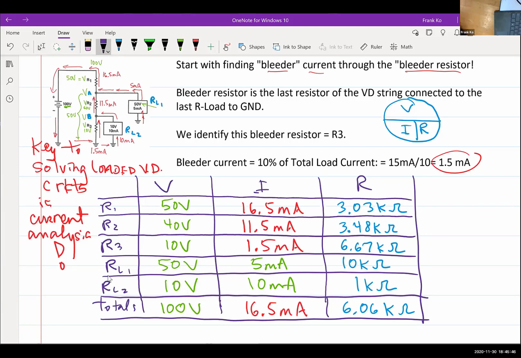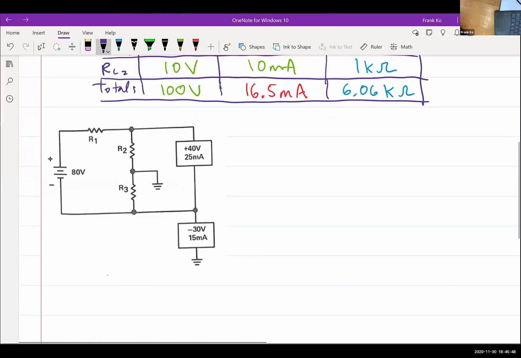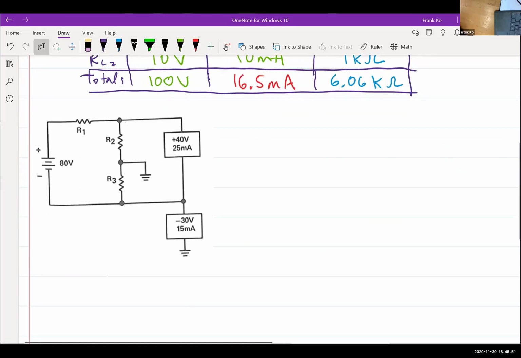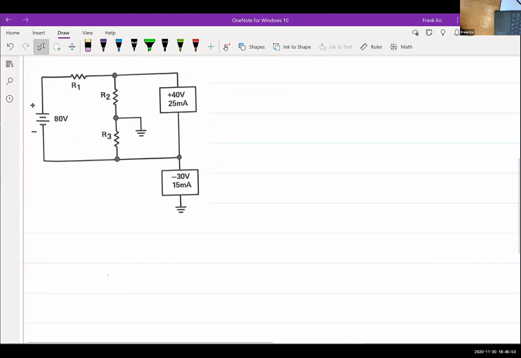Bleeder resistor says it is the last resistor of the voltage divider string connected to the last load that goes to ground. So which one of these loads, because I have 2 loads here, which one of these loads goes to ground? Okay, let me go ahead and label this as RL1, and let's label this as RL2. Oops, still me. My dyslexia.